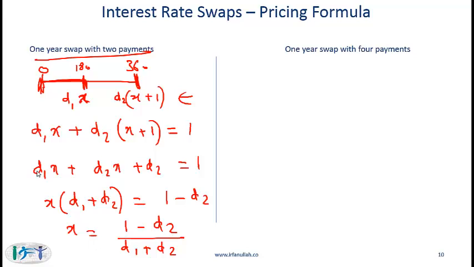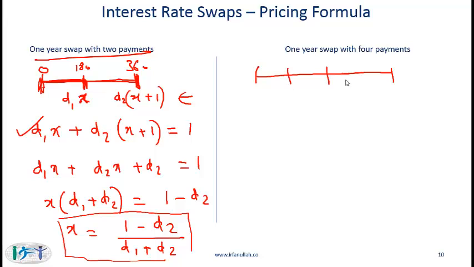So here is the very basic algebra. I have talked about where this came from. And then if you solve for x, here is what you get. 1 minus the discount factor for the final payment, which in our scenario is the second payment, divided by the first discount factor plus the second discount factor. Now, we did this for a swap with 2 payments. What if you have a swap with 4 payments?